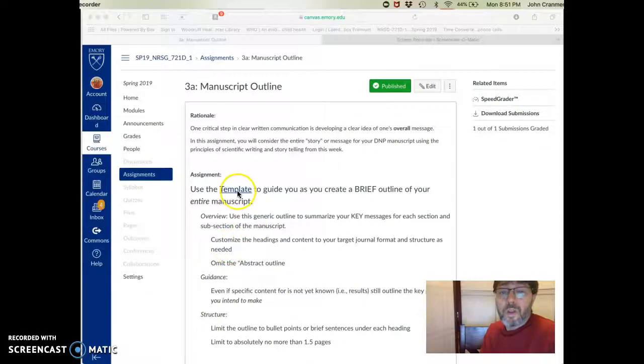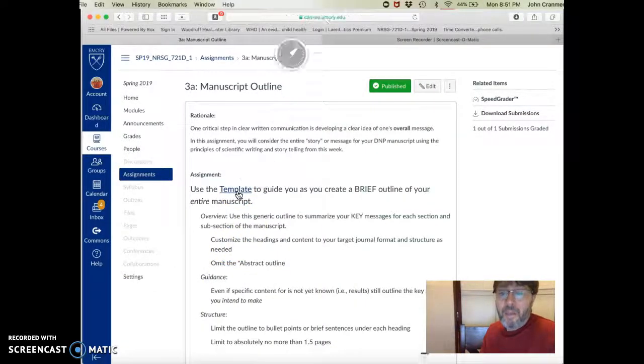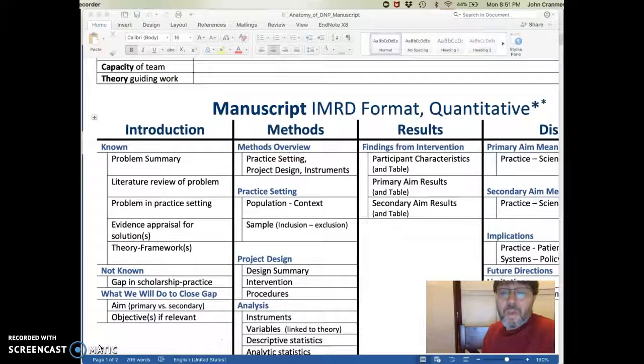Well, here on week 3, you can always come back to this template to help you and guide you as you think about core components of your introduction section. So here in the introduction outline template, you can see these same hallmarks: what's known from science, what's known from practice, the theory that's going to guide you in your project, and then the gap or the problem statement.